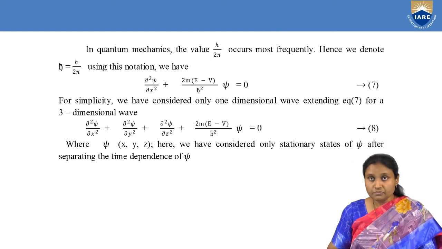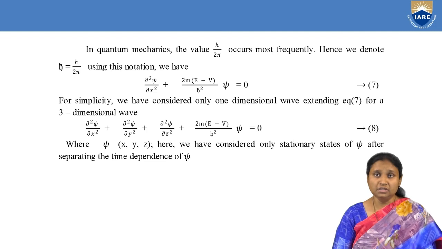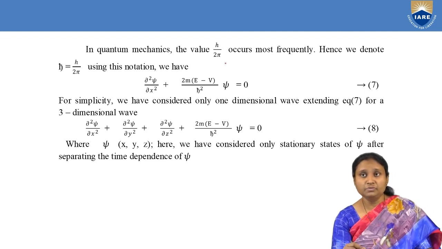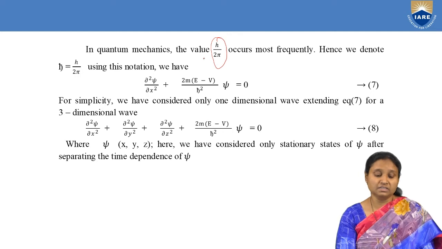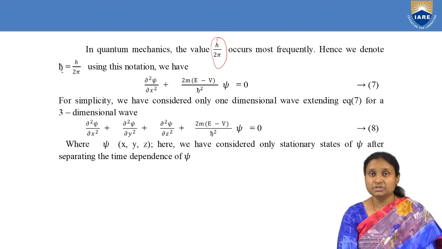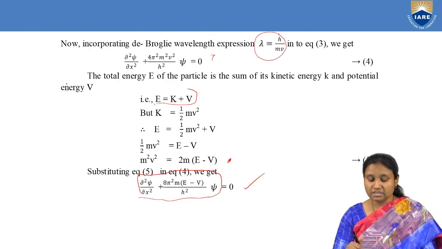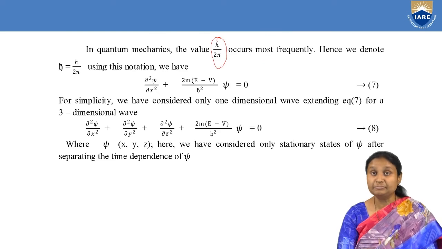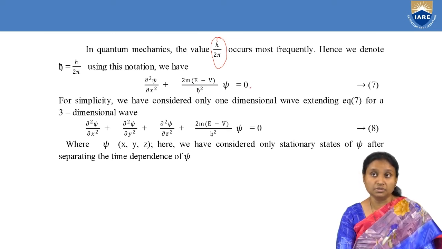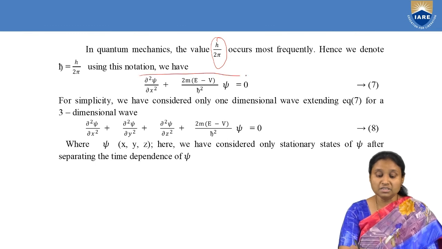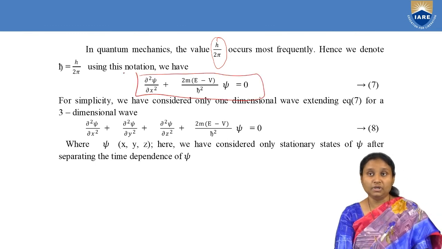Here we can simplify this equation further, because in quantum mechanics we will frequently be using the value h by 2π. So we will simplify our wave equation by replacing h by 2π with h cross. H cross is h by 2π, and in our previous equation if I replace h by 2π with h cross, I end up having my simplified Schrodinger's wave equation as ∂²ψ/∂x² + (2m(E − V)/ħ²)ψ = 0. So this is the one-dimensional Schrodinger's time independent wave equation.